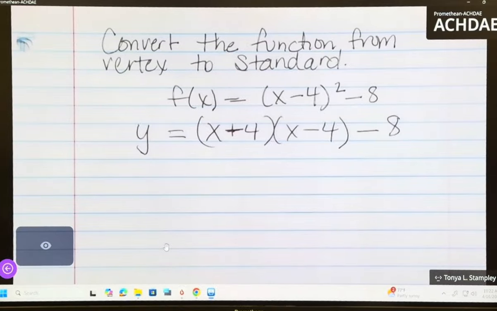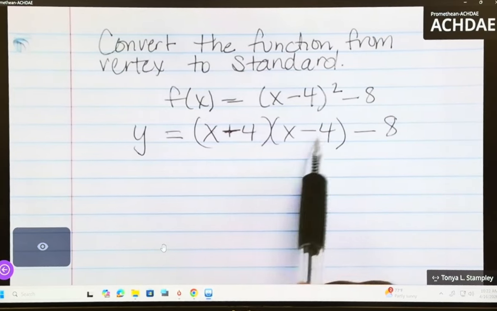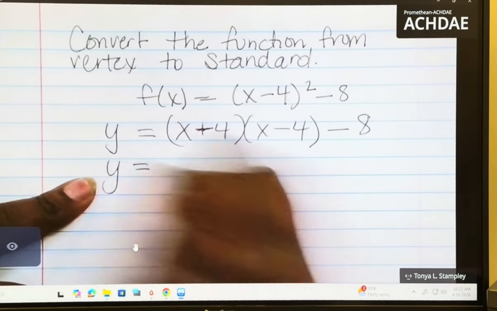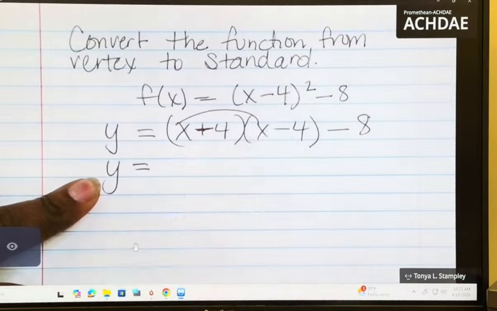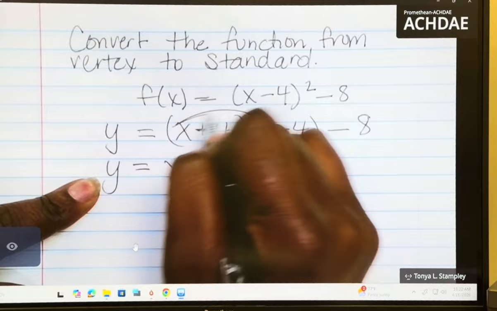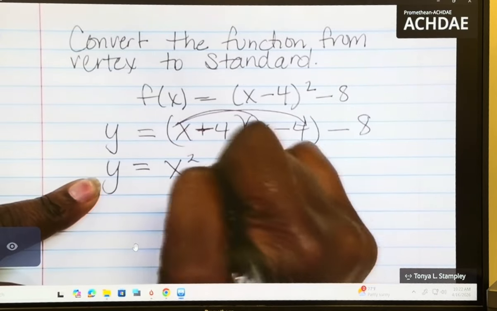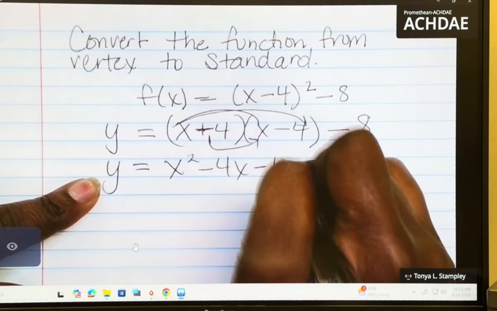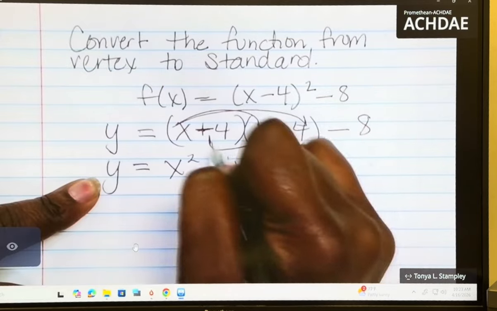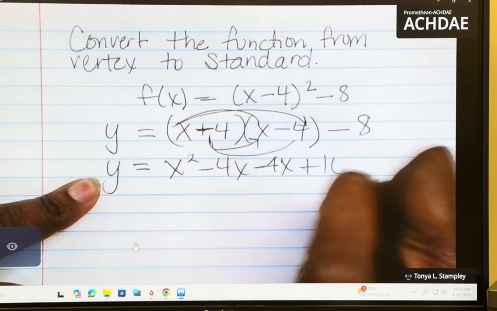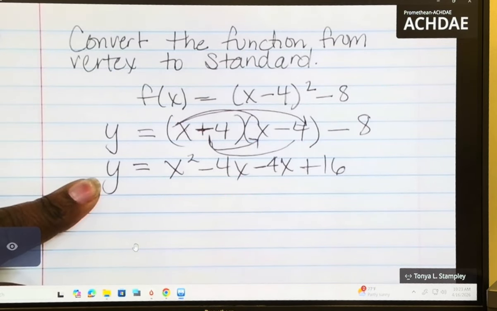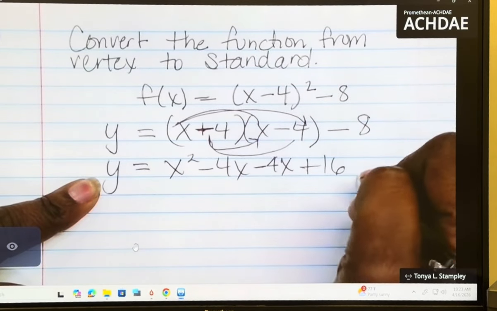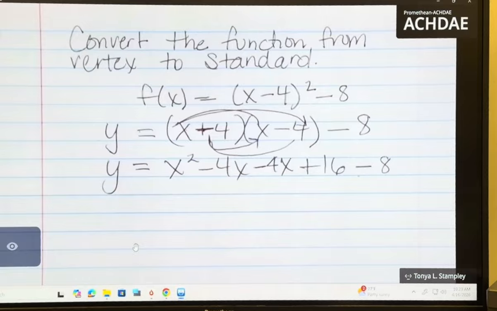That's it. Now you just got to follow order of operations. What do you do first? You're going to do this distributive, get rid of these parentheses before you subtract, right? So we got what? y equals x times x, x squared, x times negative 4, negative 4x, negative 4 times x, negative 4x, and then negative 4 times negative 4, positive 16. Does that make sense? Remember, this is a minus, not a plus, okay? And then what am I going to drop on the end? Negative 8.